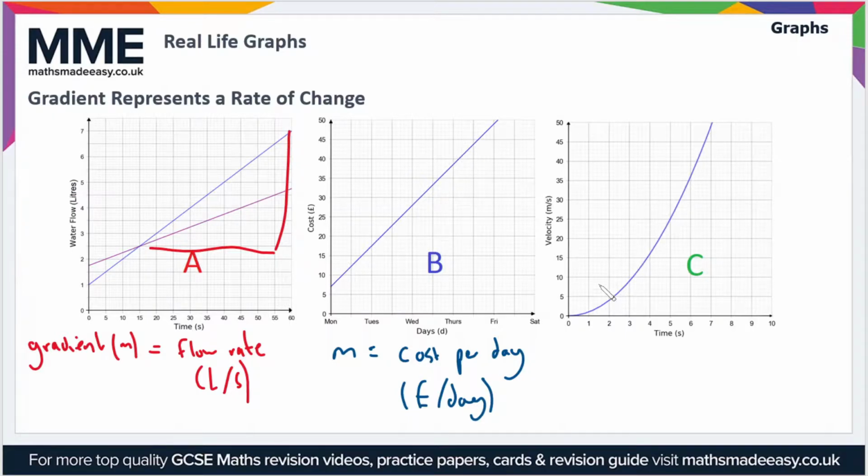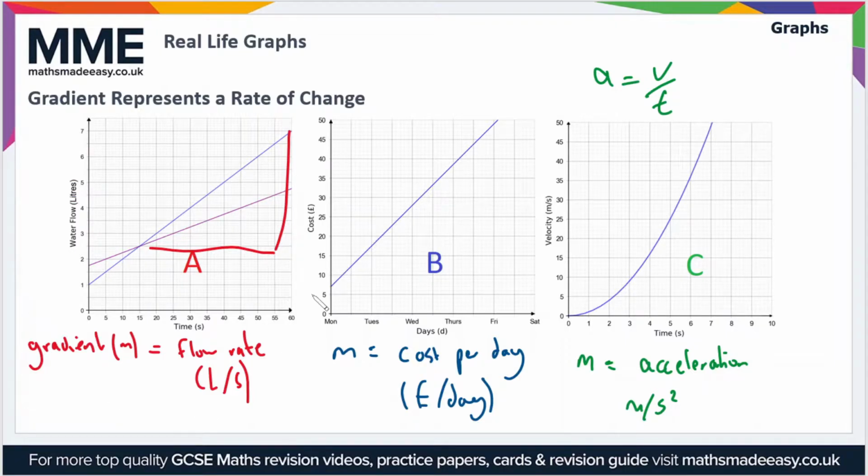So finally then, if we look at C, the gradient this time is velocity divided by time. Now if you know your formulas, acceleration is equal to velocity divided by time, so therefore m, or the gradient, is acceleration. Now the units for acceleration would be metres per second squared.